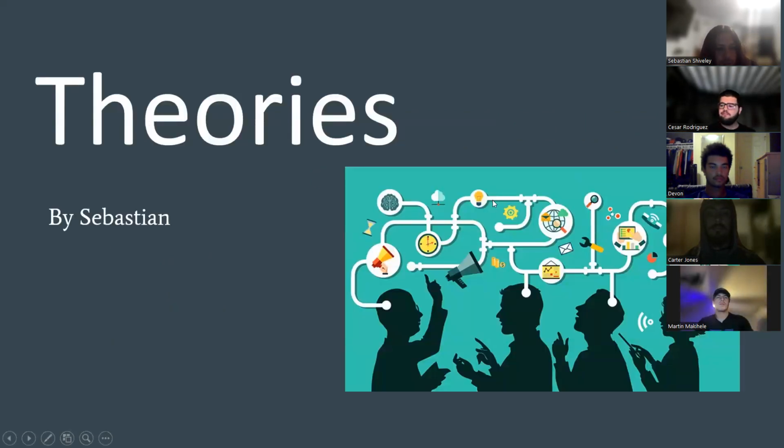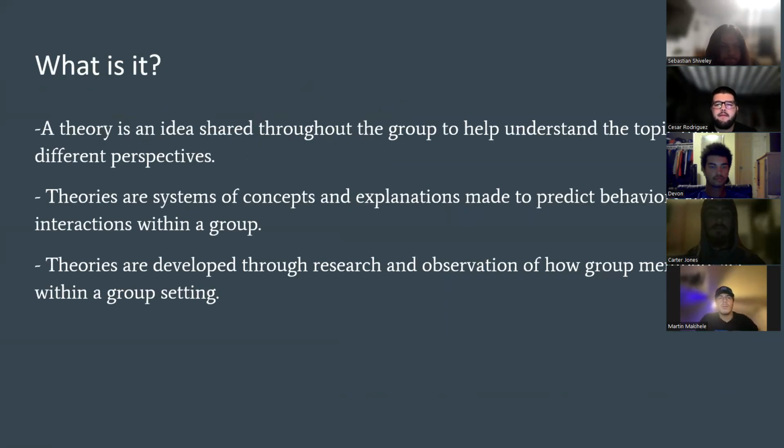Our first concept we're going to be talking about is theories. So what is a theory? A theory is an idea or an opinion shared by each individual member of the group to help understand the topic at hand from many perspectives. Essentially, a theory is a system of many concepts and explanations made to predict behaviors and interactions within a group. All theories are developed through extensive research and observation of how your group members act while in a group setting.